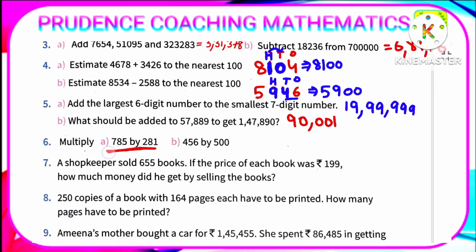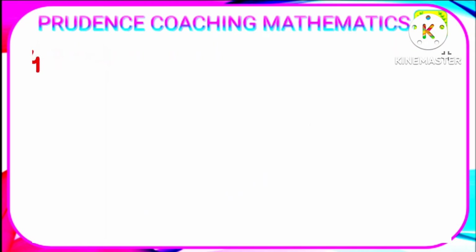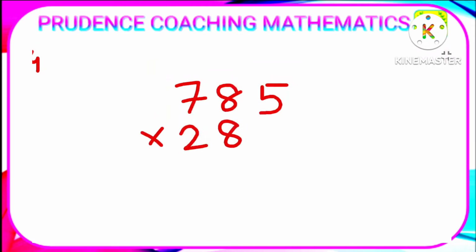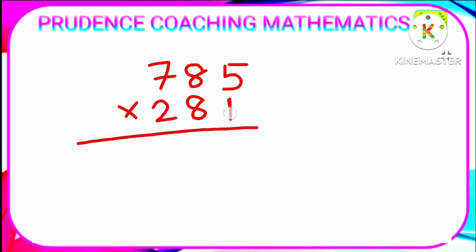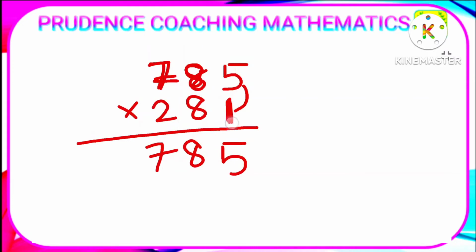Next we need to multiply, that is 785 into 281. So let us do it over here. So 785 multiplied by 281. How we are going to multiply? So here first we need to multiply with this 1. So 1 into 5, what we are getting? 5. 1 into 8, what we are getting? 8. 1 into 7, what we are getting? 7. Done. So we have done this one.